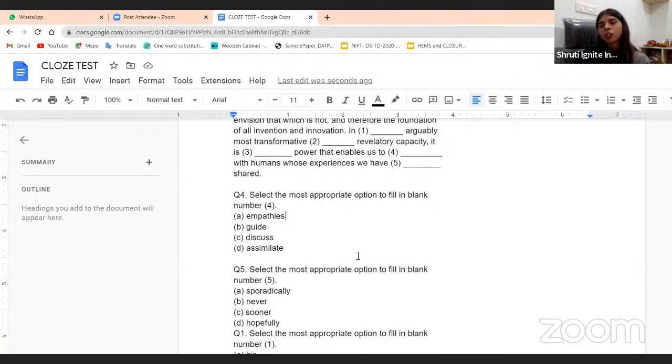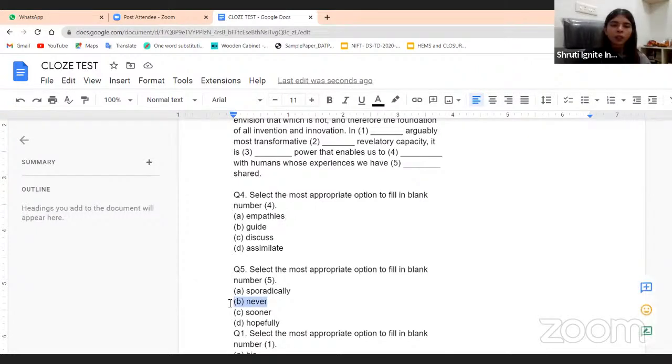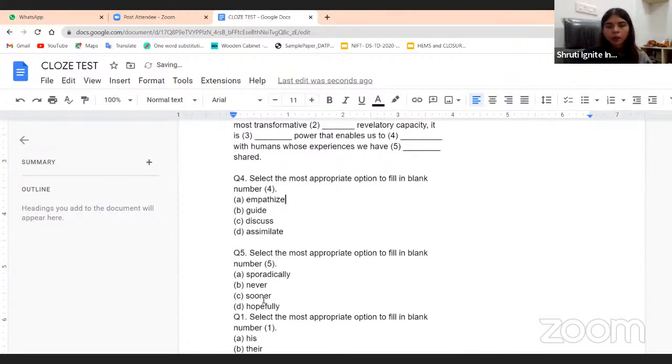because we're talking about imagination. So think about what is that: never share. Never share. Correct. So we'll go with never in this one. And here instead of empathize, it should be empathize. So never, option B is the right option for question number 5.